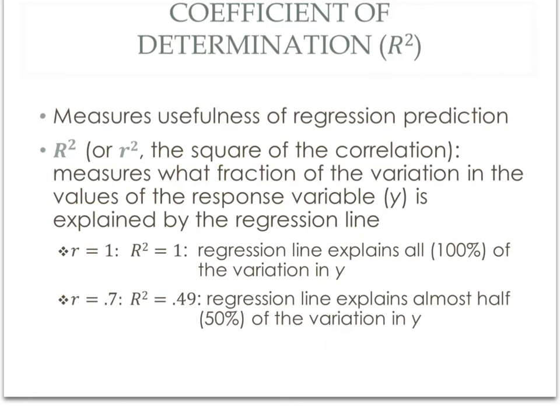So that's what the coefficient of determination does for us. If we ended up with an r-squared of 0.4, well then it's not a very useful prediction because so little of the influence in the change of y comes from the line that we have drawn using x as the predictor.